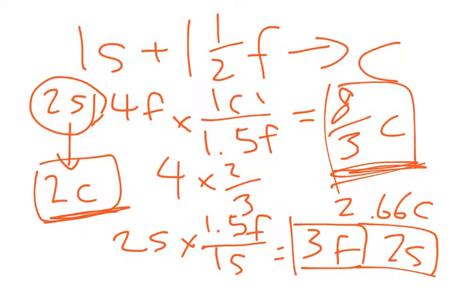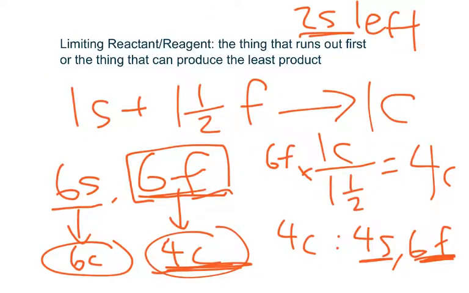And what will be our leftover? Well, if we have 4 cups of flour and we used only 3, then our leftover is just 1 cup of flour. So that's how you do these limiting reactant or reagent problems, by thinking about which thing produces the least product, and that thing that produces the least product will be the thing that runs out first, and the other thing that won't run out will be the excess.